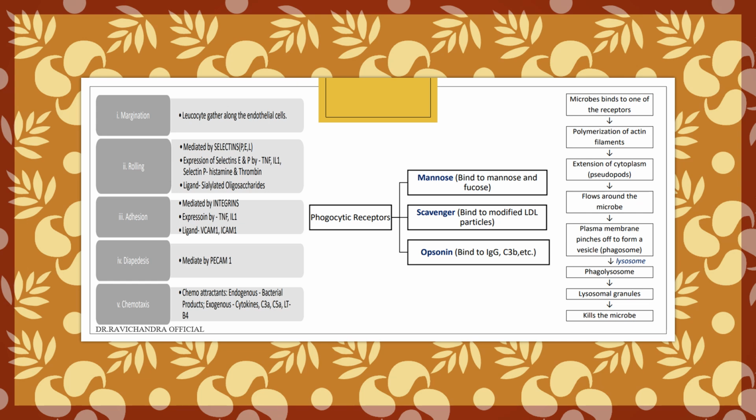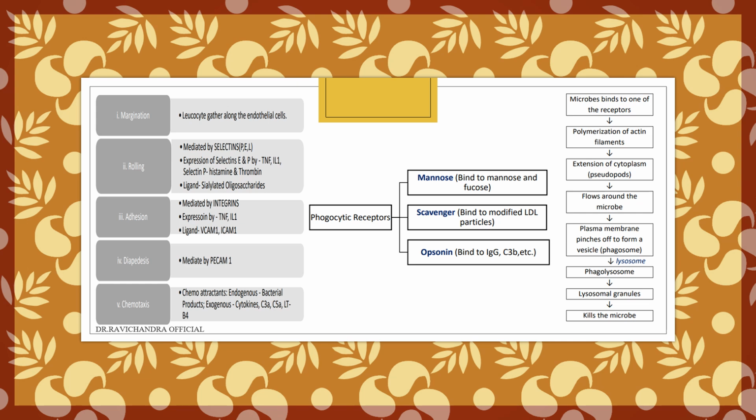Margination: leukocytes will gather along the endothelial cells. Rolling occurs with the help of selectins. Expression of the selectin E and P by tumor necrosis factor, interleukin 1, and selectin P by histamine and thrombin. Ligand will be sialylated oligosaccharides. Adhesion will occur with the help of integrins, expressed by tumor necrosis factor and interleukin 1, and the ligand will be VCAM1 and ICAM1.